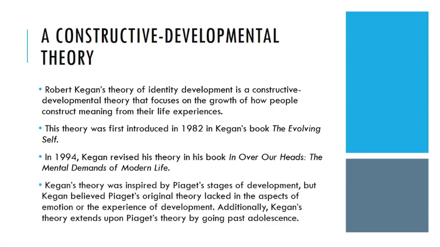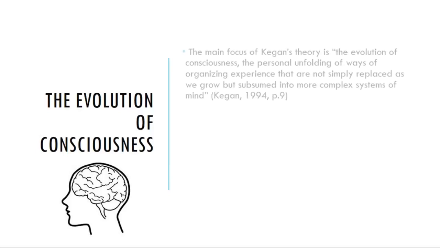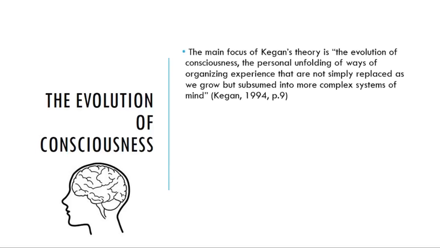Kegan's theory was inspired by Piaget's stages of development, but Kegan believed that Piaget's original theory lacked in the aspects of emotion or the experience of development. Additionally, Kegan's theory extends upon Piaget's theory by going past adolescence. Now, the main focus of Kegan's theory is the evolution of consciousness, the personal unfolding of ways of organizing experience that are not simply replaced as we grow, but subsumed into more complex systems of mind.